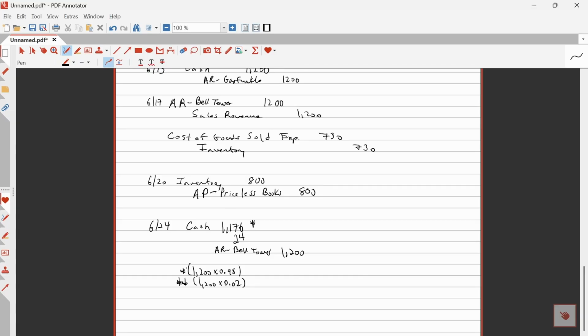Because earlier, when we sold the stuff to them on account, we credited sales revenue for $1,200. But we don't end up collecting $1,200 from them. We only collect $1,176. So we should reduce revenue by 24. And we do reduce revenue by 24, but we don't do it by debiting sales revenue, even though that would reduce revenue by 24. We do it by debiting sales revenue's contra account, sales discounts.